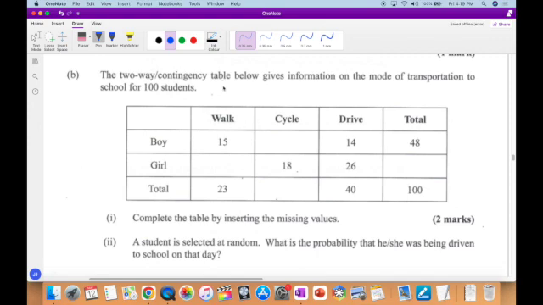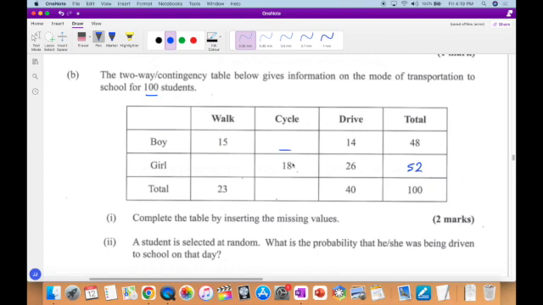The two-way contingency table below gives information on the mode of transport to school for 100 students. So I see a total here is 100. We have to complete the table. So obviously this will be 52. 52 plus 48 will give me 100. If this is 48, well then I'll have to add the 15 plus the 14 to give me 29.